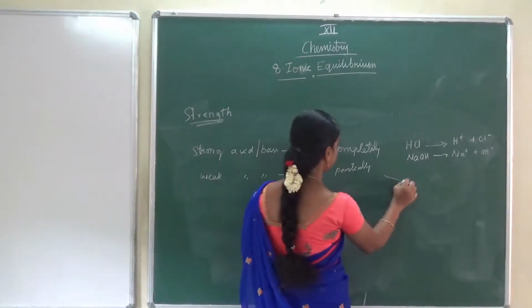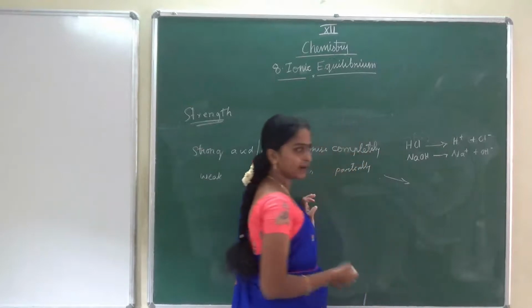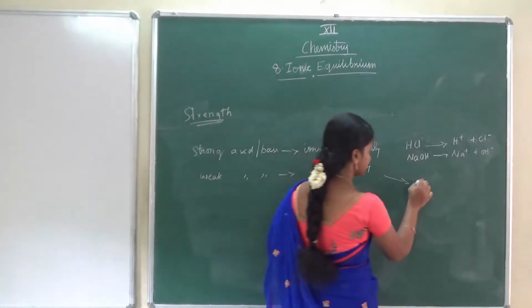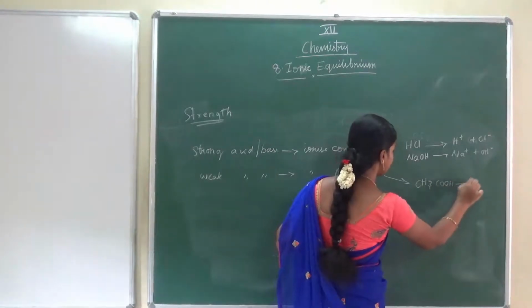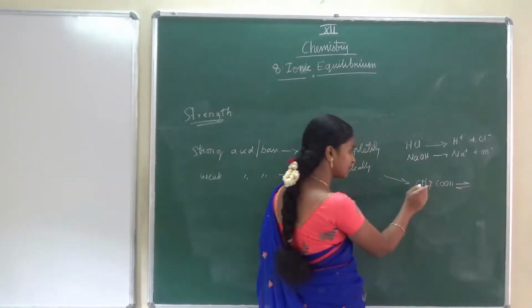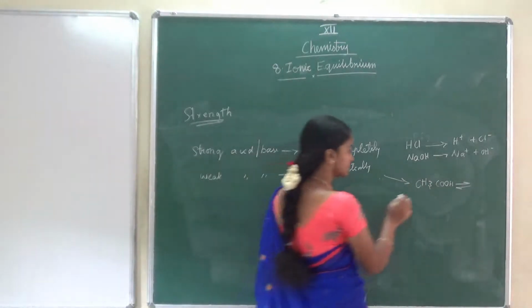Example for weak acid and base: weak acid, formic acid or acetic acid. Acetic acid formula is CH3COOH. It will partially ionize, that means it will still be in contact with the parent compound. So how will it ionize?